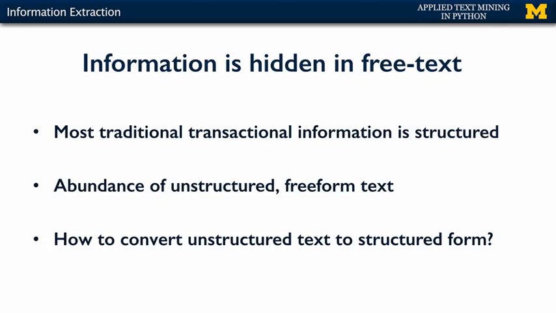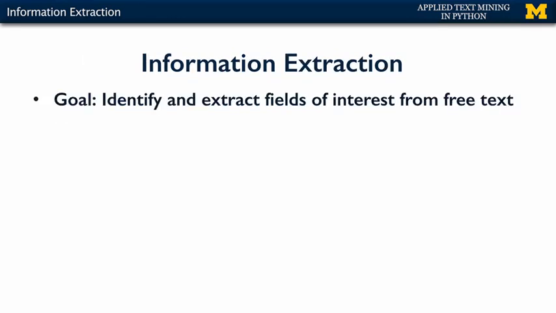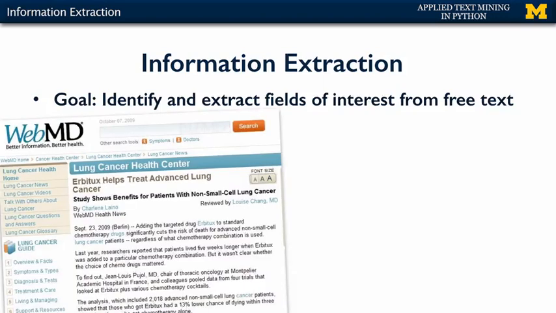And if you want to make it searchable or make it usable later on, you'll probably put it in a structured form as it has been traditionally kept. So that way it is a conversion from unstructured to structured text. And that's where information extraction comes in. The goal of this task is to identify and extract fields of interest from free text.